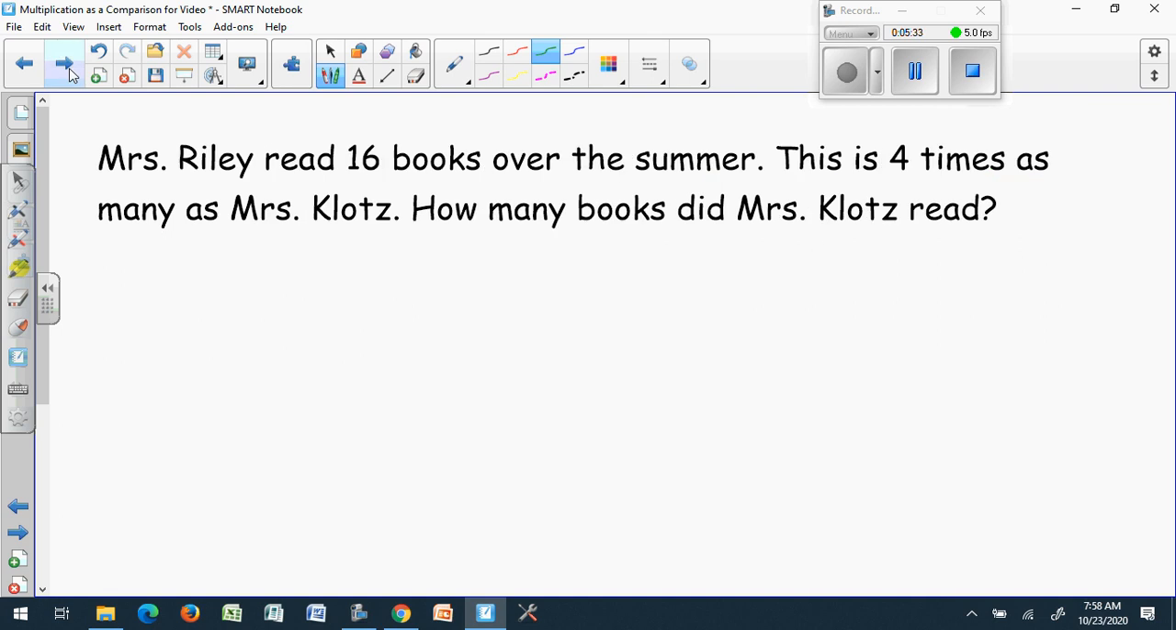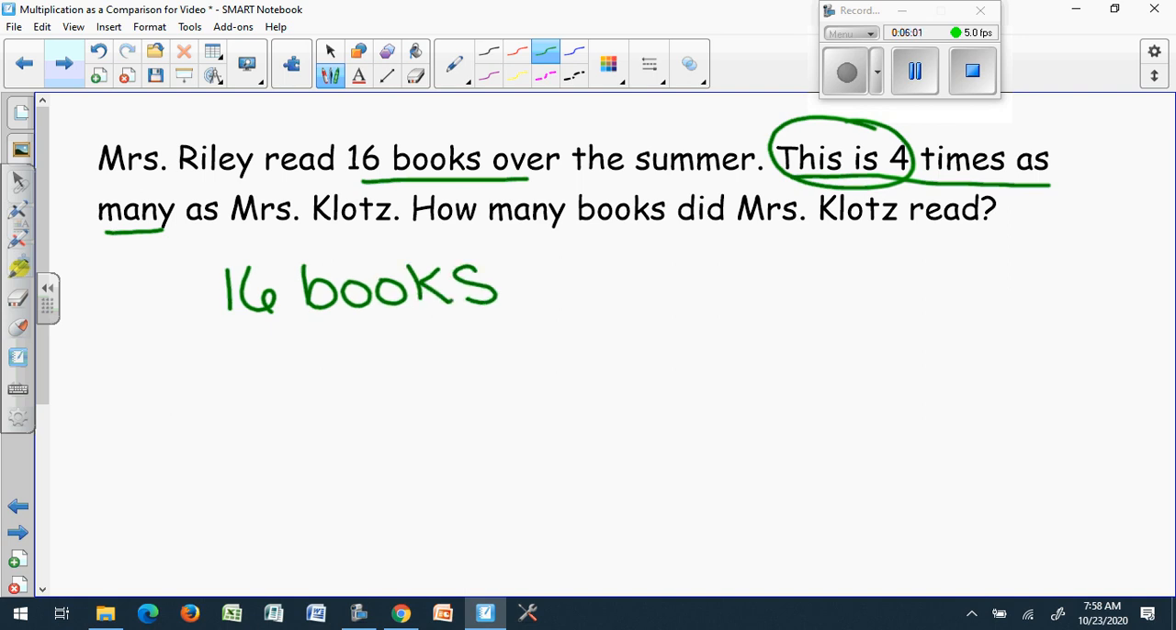Let's try a third word problem. Mrs. Riley read 16 books over the summer. This is 4 times as many as Mrs. Klotz. How many books did Mrs. Klotz read? Again, this is one of those tricky ones where it says this is 4 times as many. So I know that Mrs. Riley read 16 books, but I know she read more than Mrs. Klotz because the words are this is 4 times as many.